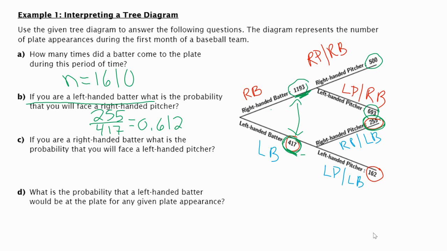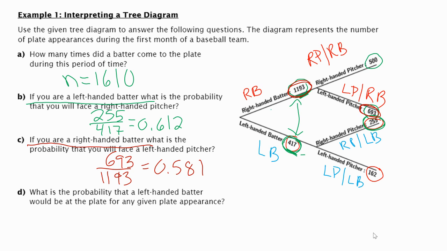For part C, it says if you're a right-handed batter, what is the probability you will face a left-handed pitcher? So again, it gives a condition. So for a right-handed batter, that would be 1,193. And of those, how many were also facing a left-handed pitcher? That was 693. And if we divide that out, that'll be 0.581.